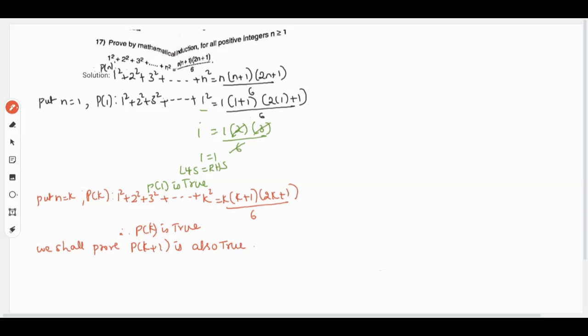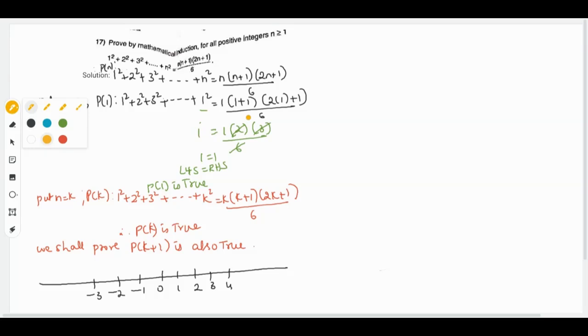So to prove P of k plus 1 is true, we will be considering the number line. We have a number line where we have 0, then 1, 2, positive values, and this side we get negative values. So the same thing is represented in mathematical induction as 0 can be written as n, then it will be n plus 1, n plus 2, n plus 3, or k plus 1, k plus 2, k plus 3. This side will be n minus 1, n minus 2, n minus 3.